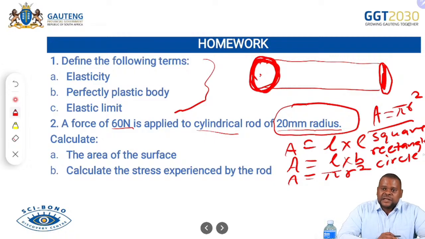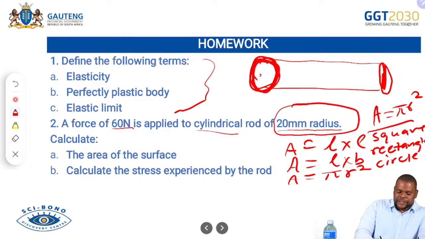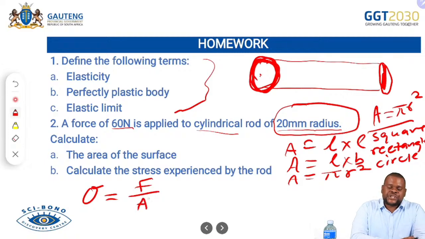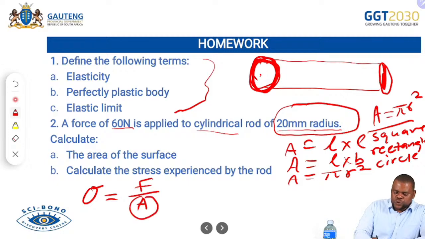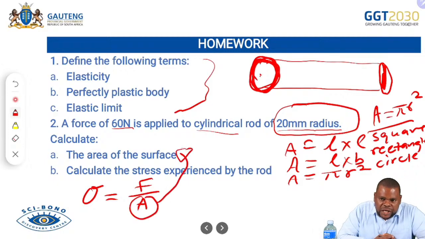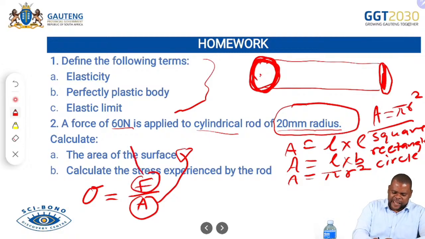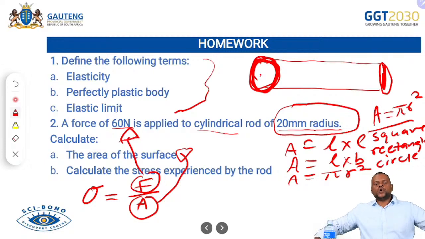Then B, they say, calculate what? Calculate the stress experienced by the rod. You know the formula here? I know you know the formula. Then the formula is what? Stress is equal to force divided by area. Firstly, the area that you must use here is the area that you calculated in A. And then the force will be the force that is given, which is what? 60 newtons. Then grade 12s, you'll be able to do your homework. And I'm sure that you'll be able to get all of this homework correct.